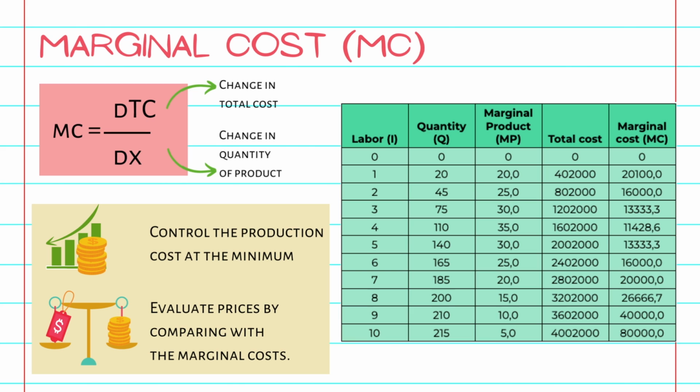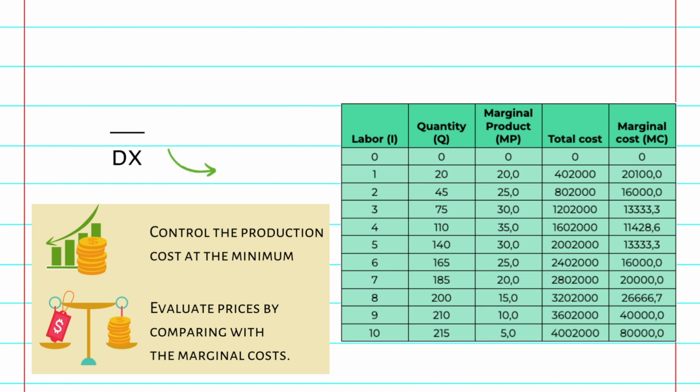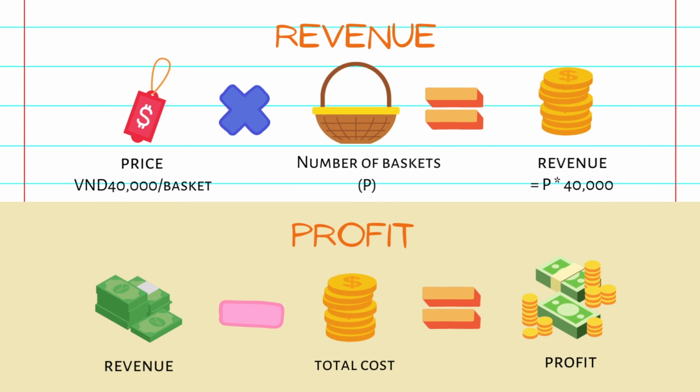So we have looked into the production, and it's time to look at the consumption. Given the per unit price of bamboo basket is 40,000, so the total revenue function is P times 40,000, and the total profits equal total sales minus total cost. So marginal profits is the profits made or lost by a firm when producing and selling an additional unit of goods. It helps firms determine to what extent they should accelerate or slow down the production.